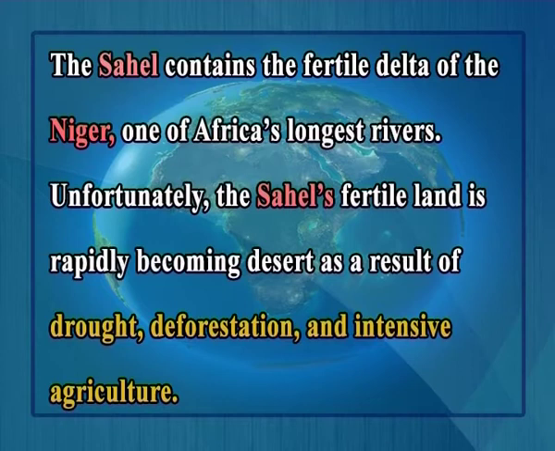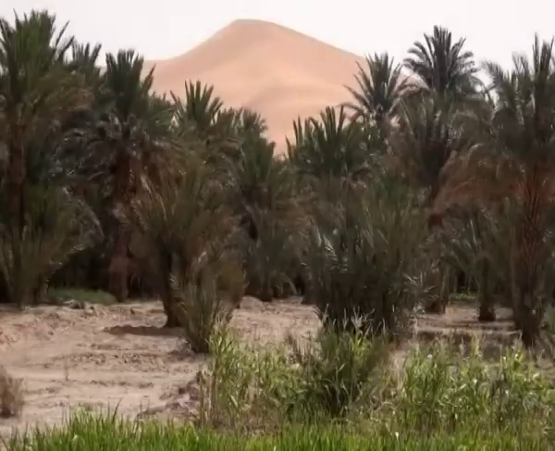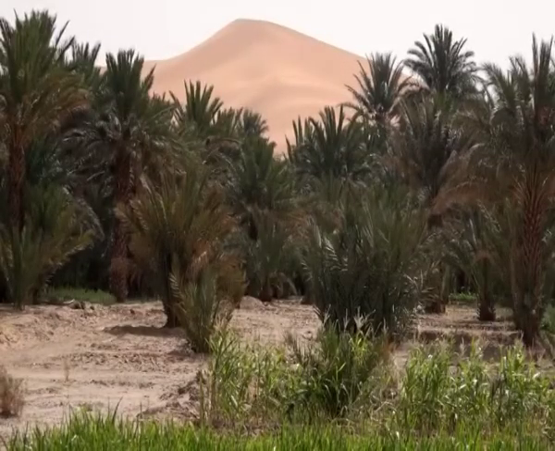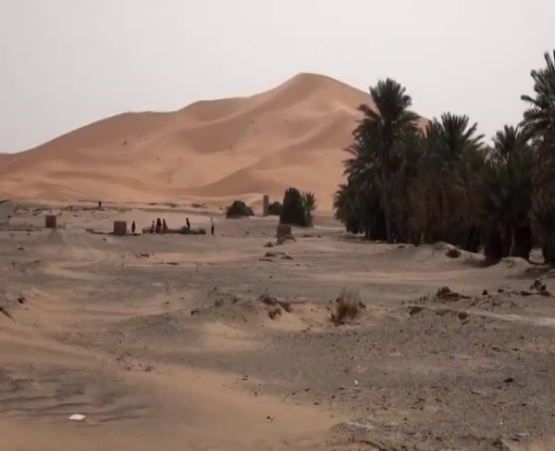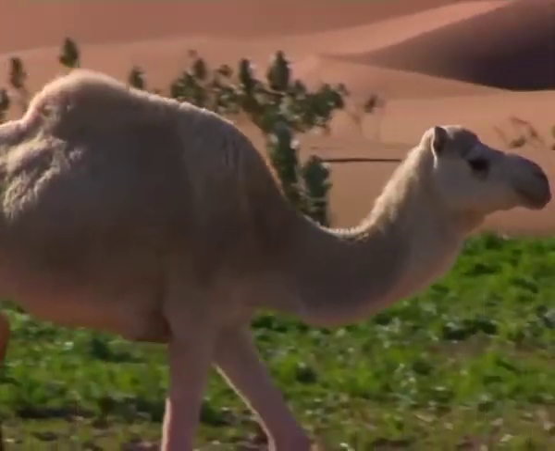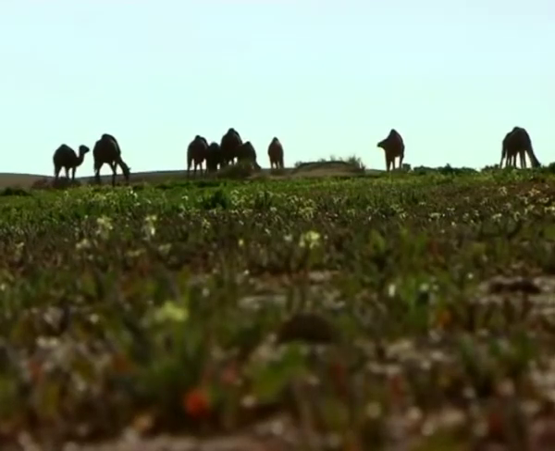Unfortunately, the Sahel's fertile land is rapidly becoming desert as a result of drought, deforestation and intensive agriculture. The Sahel's animal communities are constantly scavenging for scarce water and vegetation resources. The Sahel's green vegetation only emerges during the rainy season, but is often quickly harvested by farmers or consumed by animals.